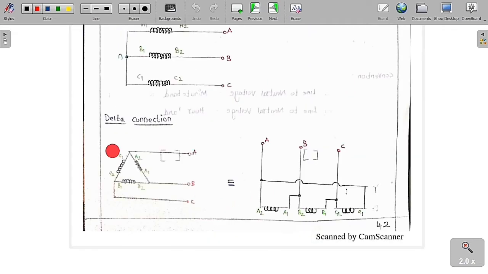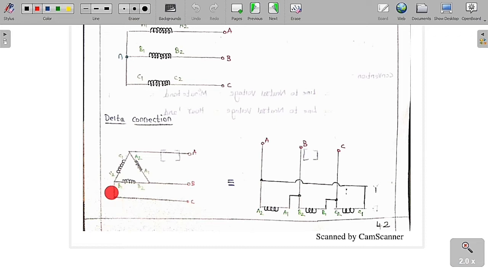In the same manner, now we will discuss the delta connection, the different types of connection. Similarly, you can see clearly that A1, A2, B1, B2, C1, C2. So now A2 is joined to C1, C2 is joined to B1, and B2 is joined to A1. This joining point we are going to take outside and call it A. This joining point we are going to take outside and call it B.